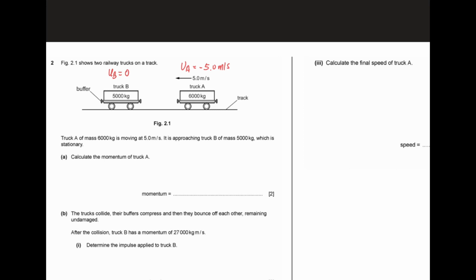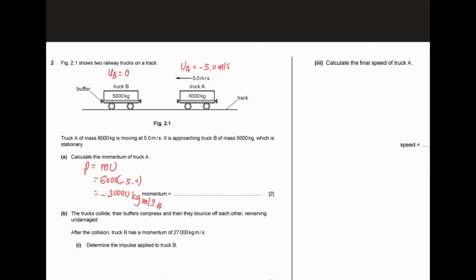Then they ask you to calculate the momentum of truck A. So momentum of truck A, P equal to MU. So 6,000 times negative 5.0, which is negative 30,000 kg meter per second. So you get this value.